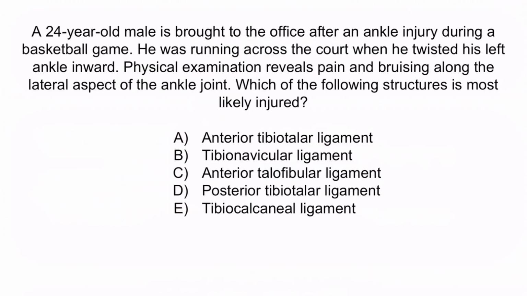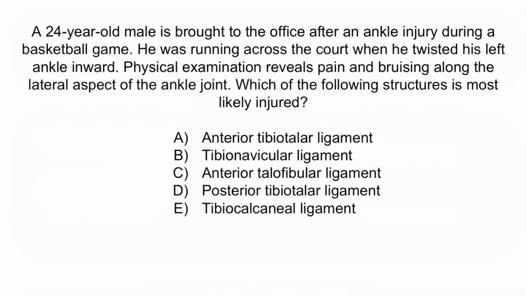A 24-year-old male is brought to the office after an ankle injury during a basketball game. He was running across the court when he twisted his left ankle inward. Physical examination reveals pain and bruising along the lateral aspect of the ankle joint. Which of the following structures is most likely injured? A. Anterior tibiotalar ligament. B. Tibionavicular ligament. C. Anterior talofibular ligament. D. Posterior tibiotalar ligament. Or E.